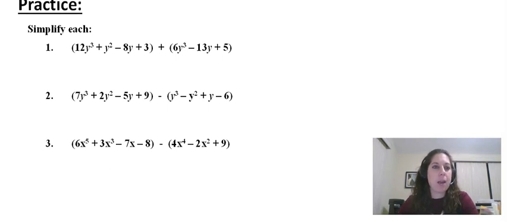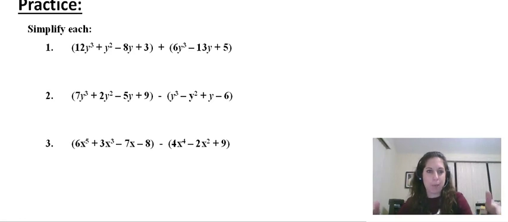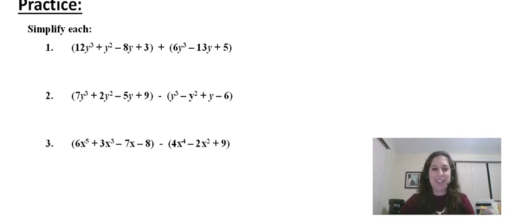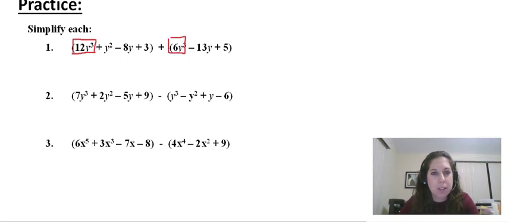So simplify, and my first one is 12y to the third plus y squared minus 8y plus 3 plus 6y to the third minus 13y plus 5. So if I rewrote this, I would just drop the parentheses. There's nothing I need to distribute. It's just plain adding and a subtraction in there. Next thing I'm going to do is try and color code here. So I'm going to write it with my like terms next to each other.